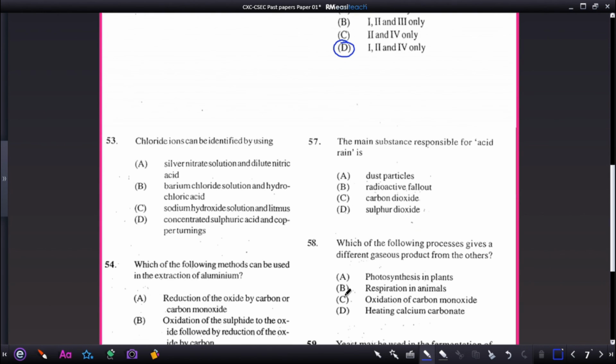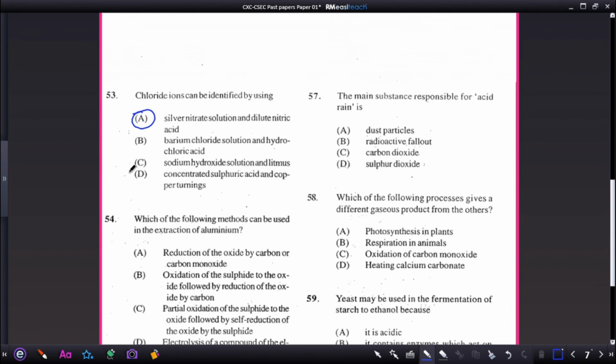53. Chloride ions can be identified by using, remember, back to qualitative analysis, we would use nitric acid and silver nitrate to test for the presence of the chloride ions, and so it's A.